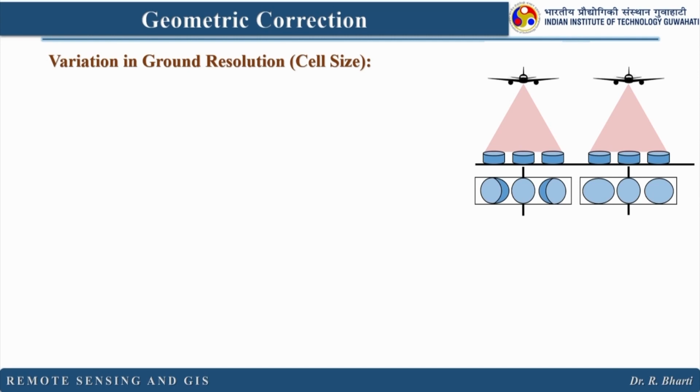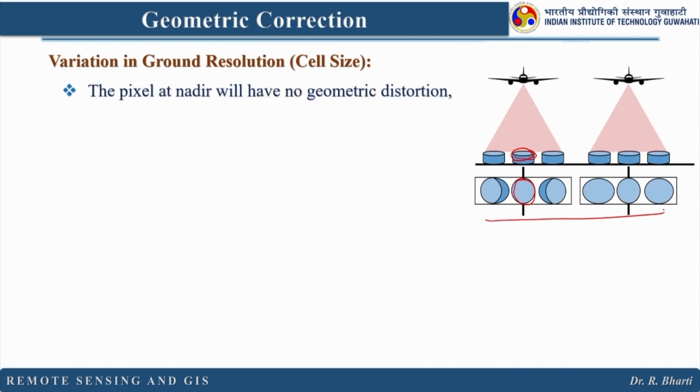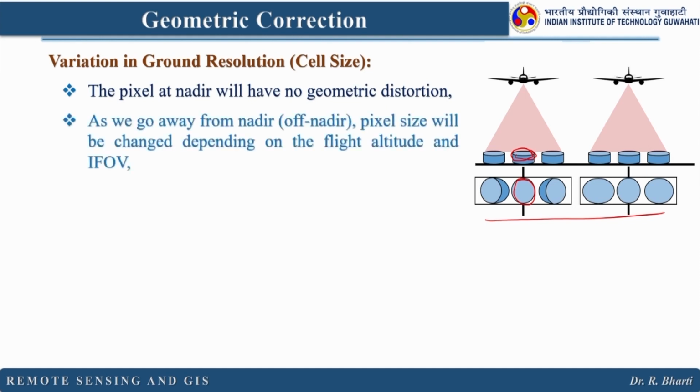And here you can see, if you have nadir looking, basically this will exactly represent the area or the object, but when you have off nadir, then it can have this kind of effect. The pixel at nadir will have no geometric distortion. As we go away from nadir, that is off nadir, the pixel will be changed depending upon the flight altitude and IFOV, right. I think it is clear.